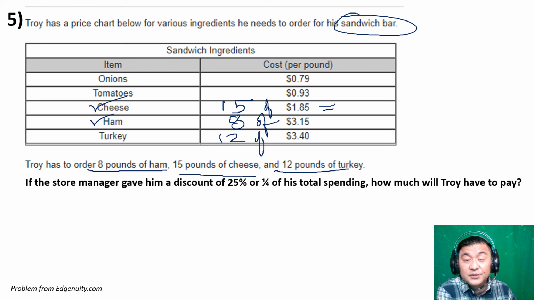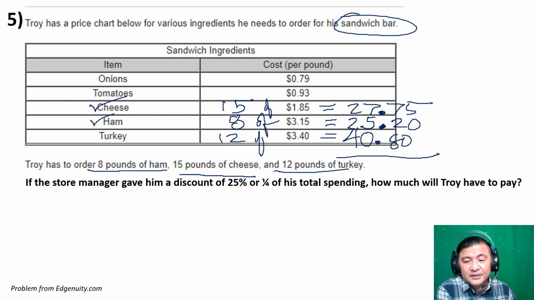Again, when you see the word off, you multiply. 15 times 1.85 will be 27.75. Okay, next. 8 times 3.415. Get your calculator. It will give you what? Come on, solve with me. 25.20. Feel free to pause and use your calculator. The next one is 12 times 3.40 is 40 point what? 80.